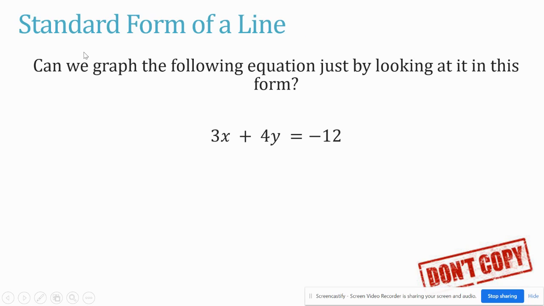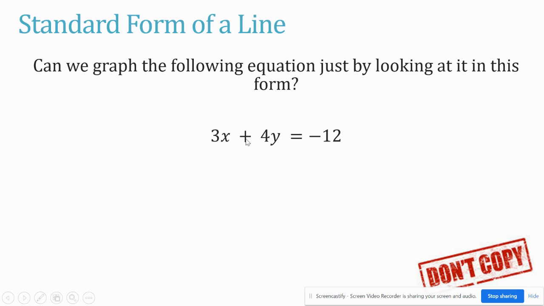Okay, so standard form of a line. Can we graph the following equation just by looking at it in this form? We were used to y equals mx plus b, where we can easily see the slope and the y-intercept. Now ask yourself, do we know what the slope would be here? Do we know what the y-intercept would be?